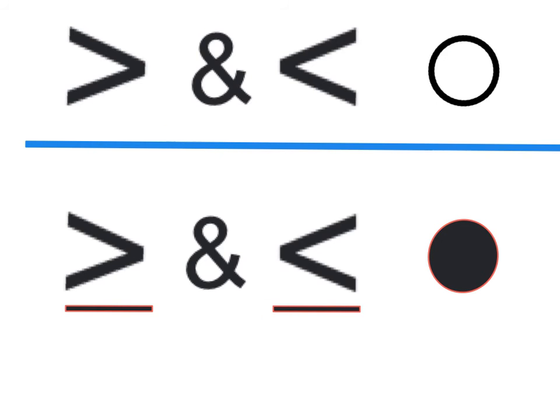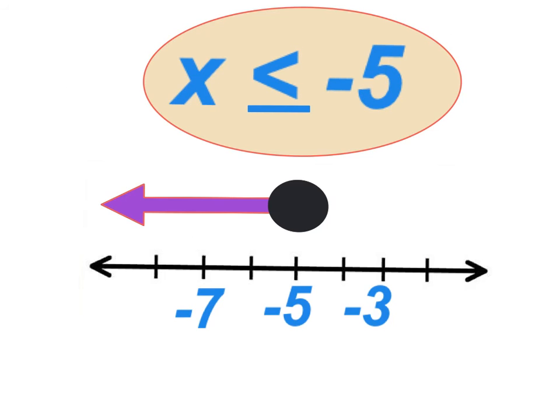Now here's where I need to pay attention to my symbol. Remember, greater than and less than, I will be using my open circle. Where greater than or equal to and less than or equal to, I'll be using my closed circle. Since the symbol we're using is less than or equal to, I will put a solid dot on the number line above the negative 5 and notice the direction in which my ray travels.